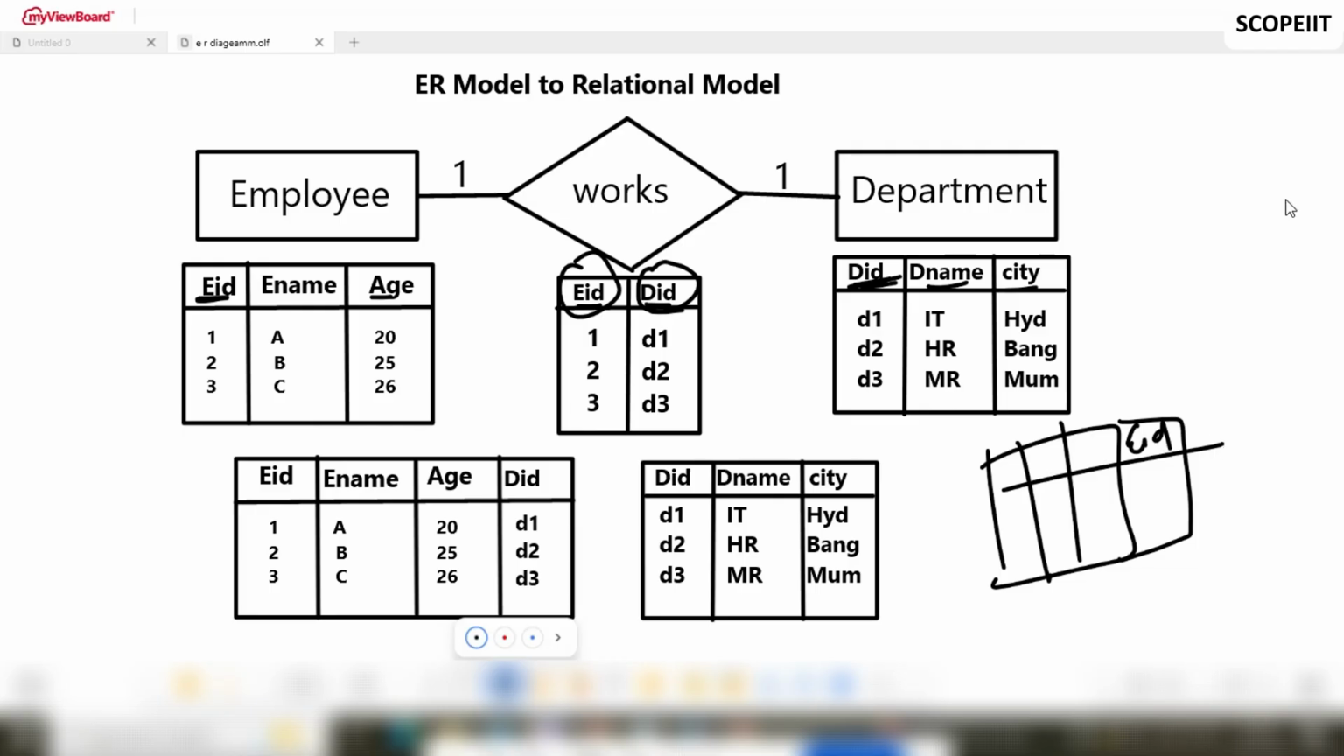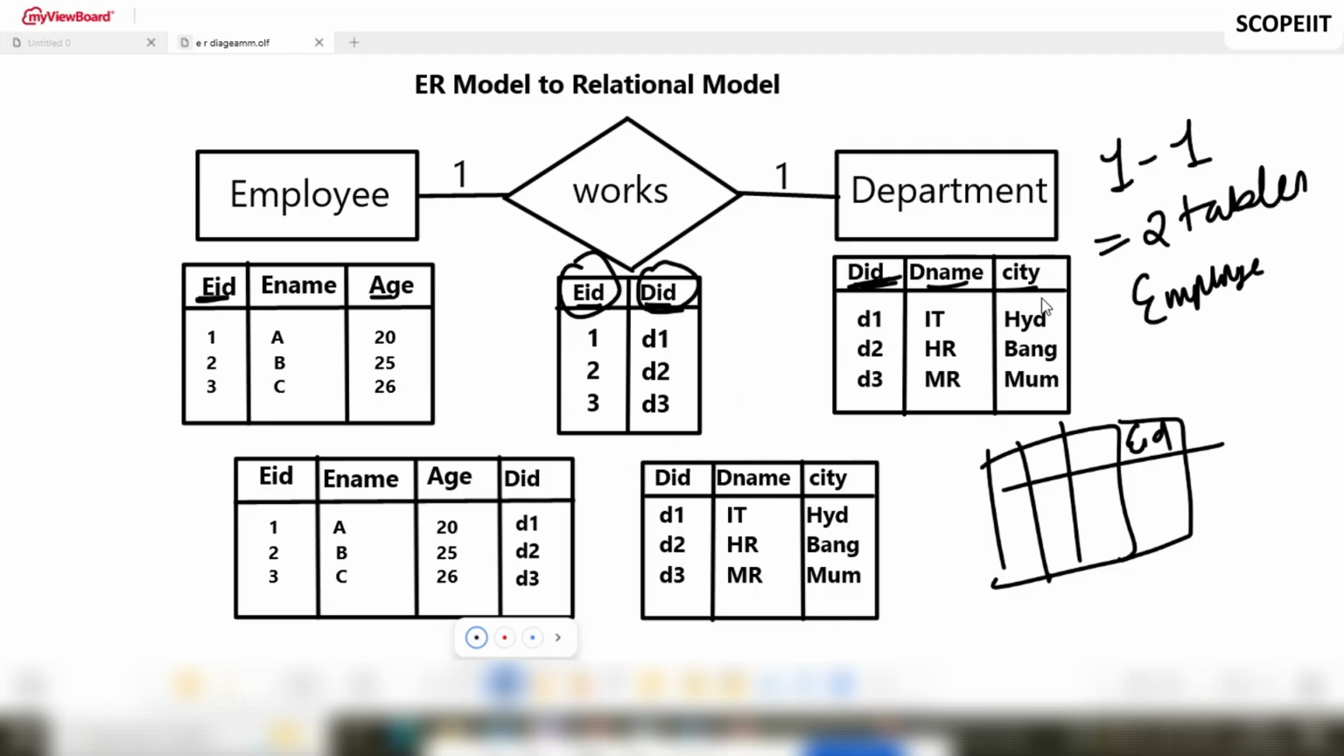Understood? Now make a note that whenever it is a one-to-one relationship, it can be merged into two tables. A minimum of two tables is needed for a one-to-one relationship. So in this question, what tables will we have? One table we will have is employee, and in this employee I added DID on the left hand side.